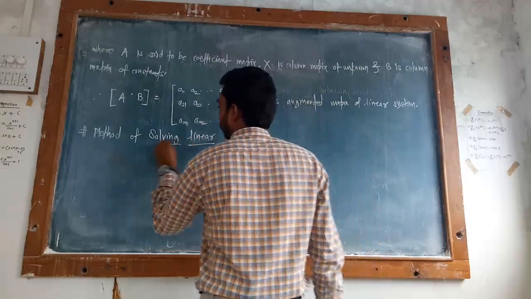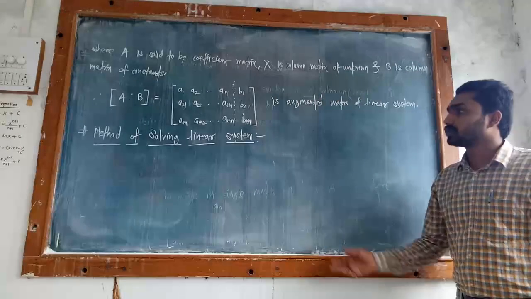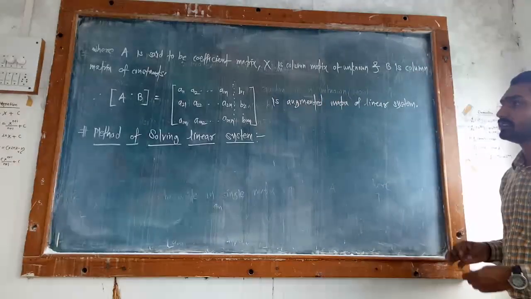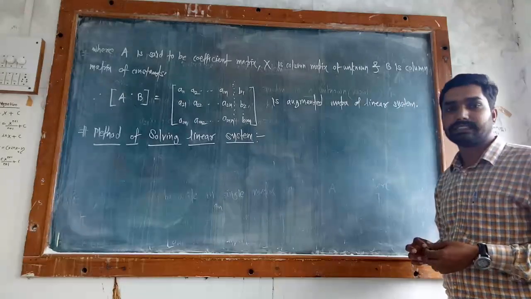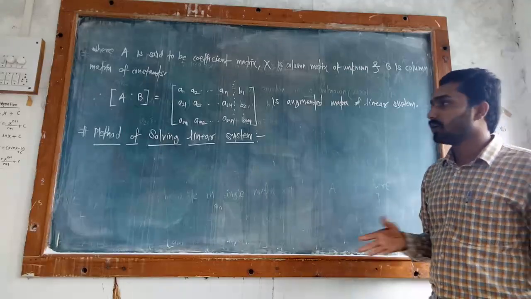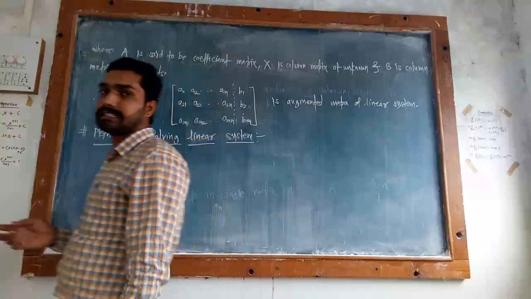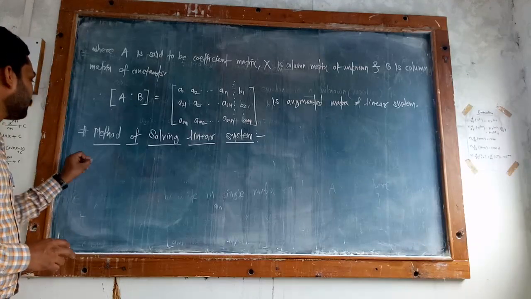So how to solve this linear system? To solve the linear system we use the basic elementary row operations, and there are three elementary row operations. We have already studied them in the previous lecture.